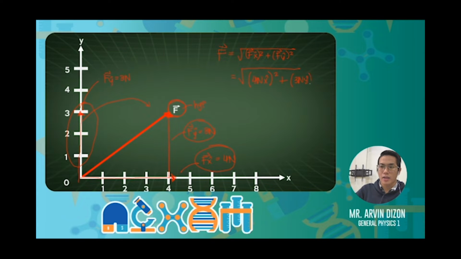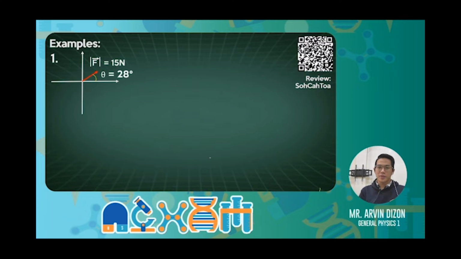3 newtons y hat squared. I'm not going to write the units anymore, so we can have a simpler equation here. That will now be 16 plus 9. Adding that, we're going to have 25. The square root of 25 is 5 newtons. So the value of our force here, due to the interaction of Fy and Fx, is 5 newtons. That's how you find the value, or the magnitude, of the resultant vector using the values of your component vectors. Okay, let's have some examples.